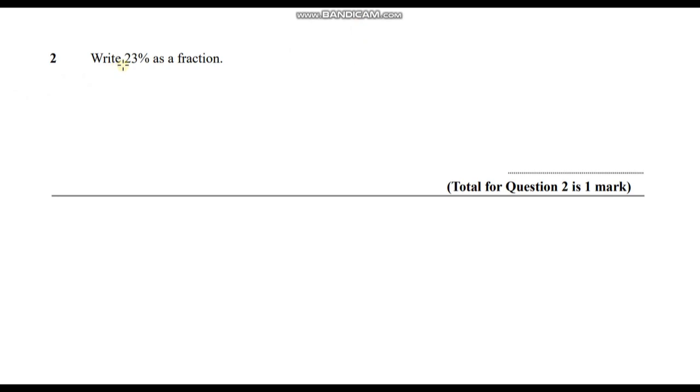Question 2, write 23% as a fraction. For this, we just need to know what the word percent means. The word percent means per 100. Let me just write that down. The word cent means 100. If you think about cent in French, it means 100. Century, centurion, centenary, they're all to do with 100 years. So per cent means per 100.